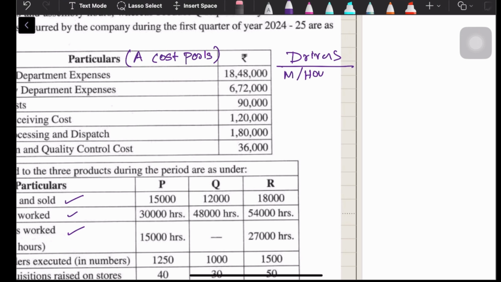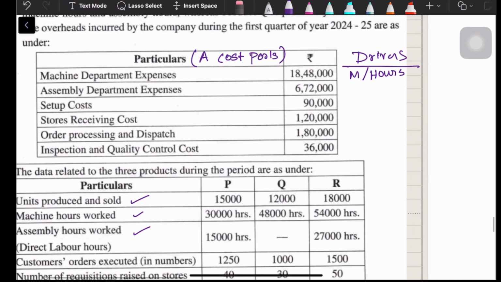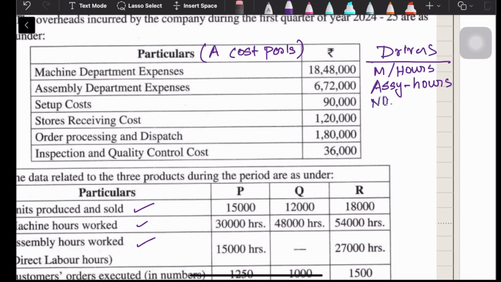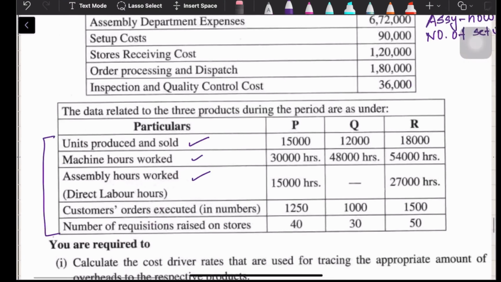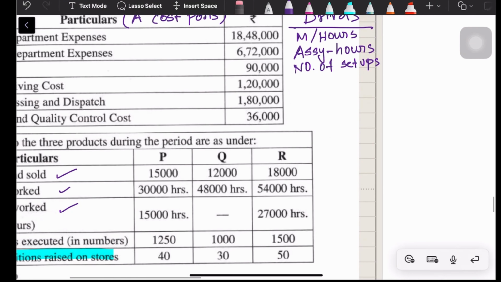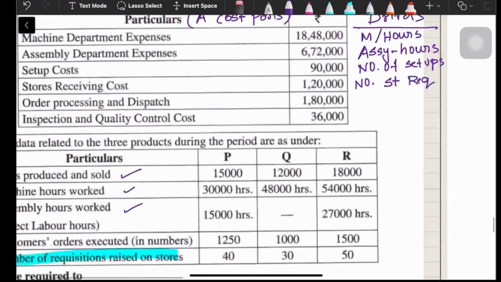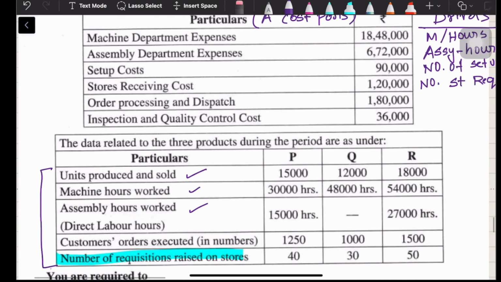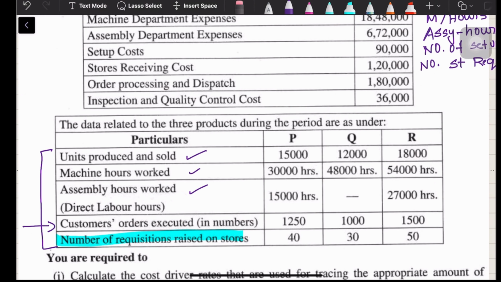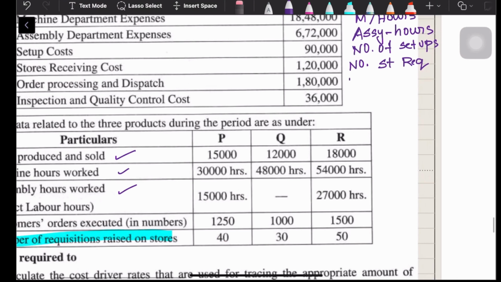First one is machining department expense, driver will be machining hours. Similarly, for assembly department expense, it will be assembly hours. Setup cost will be number of setups, so number of batches or number of setups. Then for stores receiving cost, we have number of requisitions raised on stores. That is directly given. We write it there. Then order processing and dispatch will be based on customer orders executed, that is also given directly.